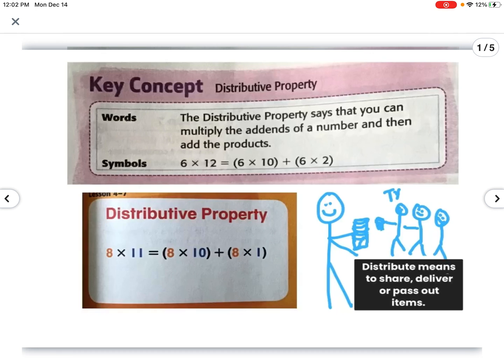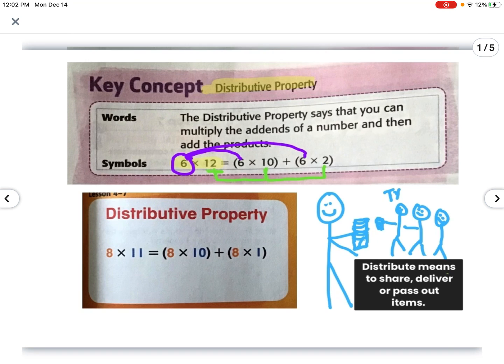Today we're going to talk about the distributive property. And what that means is when we have a number like 6 times 12, what we're going to do is take our larger number and chunk it into its parts. So 12 is the same thing as 10 and 2.